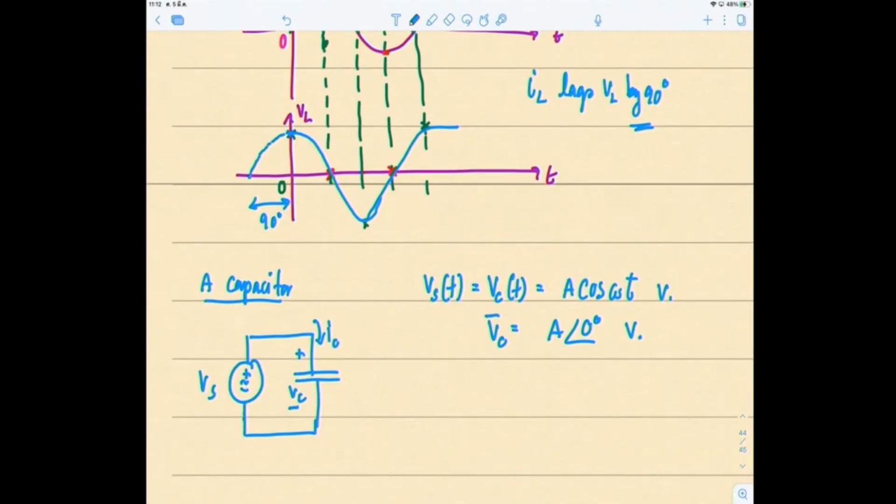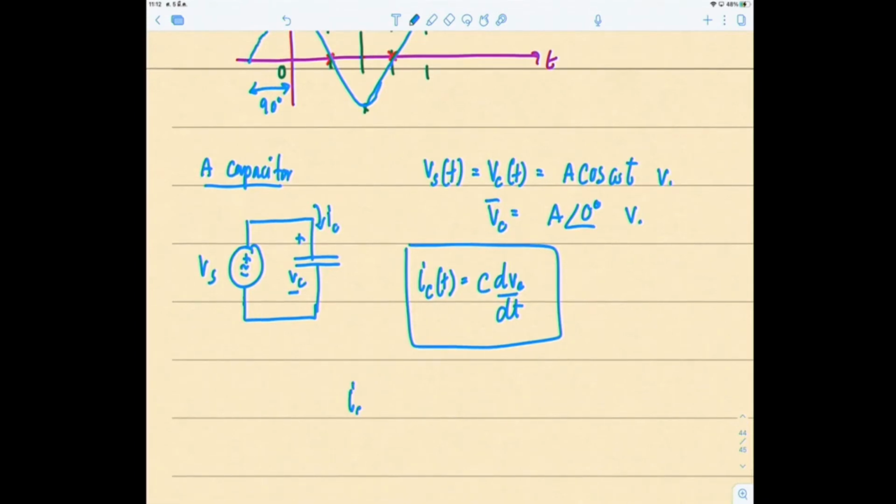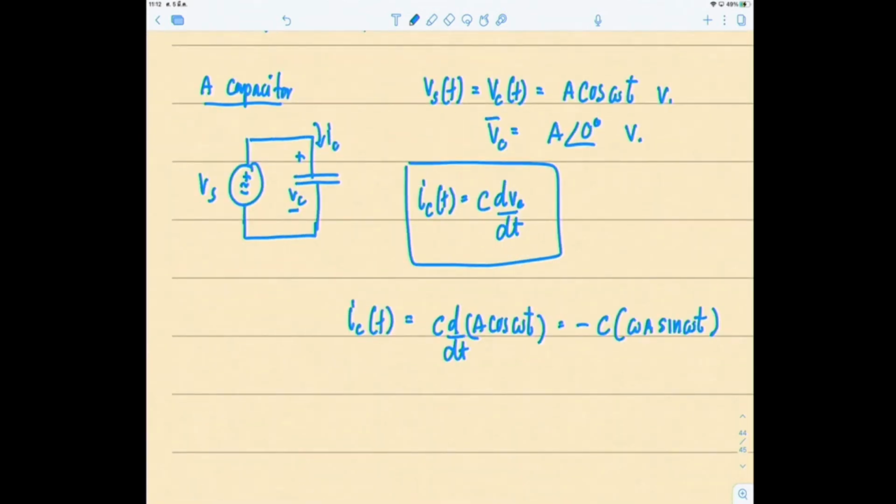Now the relationship between the current through a capacitor and the voltage drop across it is IC of t equals C dVc/dt. So if I want to find IC of t, I have to differentiate: C d/dt of A cos omega t. The answer is minus C omega A sine omega t. Changing it to a cosine term, IC of t equals omega C A cos(omega t plus 90 degrees) amps.